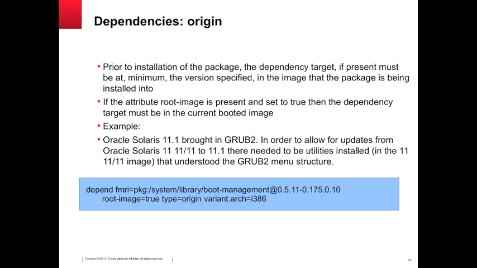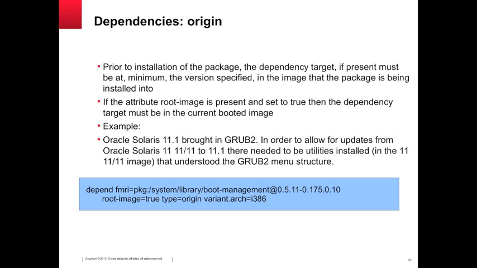Origin. This one is slightly interesting. Again, we use this facility for doing the upgrades from Solaris 11 to Solaris 11.1. What this says is, prior to installing any other packages on the system, the package in your image must be at the version specified or greater in the image that's being updated or being installed to.